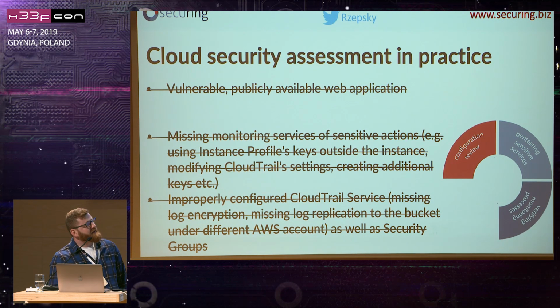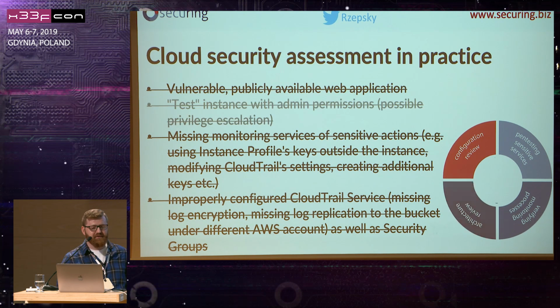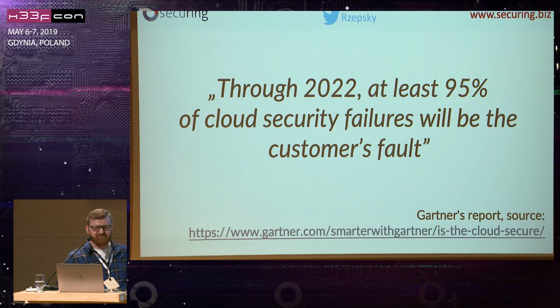Then, monitoring sensitive processes should also be a finding from the cloud security assessment perspective. And there shouldn't be any test instance with admin permissions. And really, trust me, it was running on the production application. So there was a production application with limited permissions, but there was one test instance which was stopped. So such a kill chain was possible.